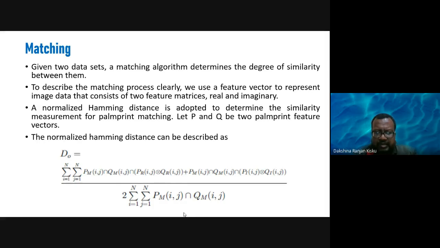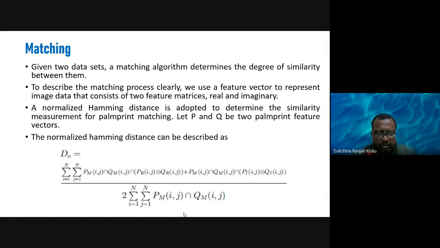We are applying a Boolean operator between the reference template and query template. That means PR of I comma J is compared with QR of I comma J. This is the real part. So we compare the real part, we compare the imaginary part, and we also compare the mask of the reference template and the mask of the query template. That means we use the intersection, we use the AND operator between these two different masks, which are obtained from the reference template and query template.